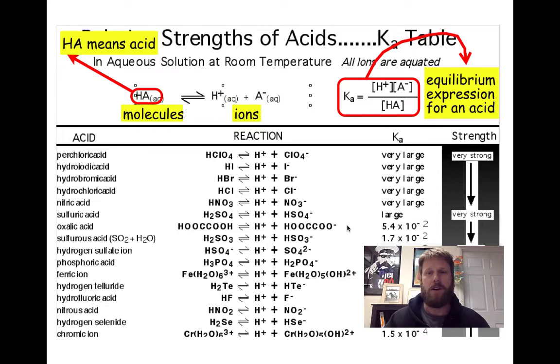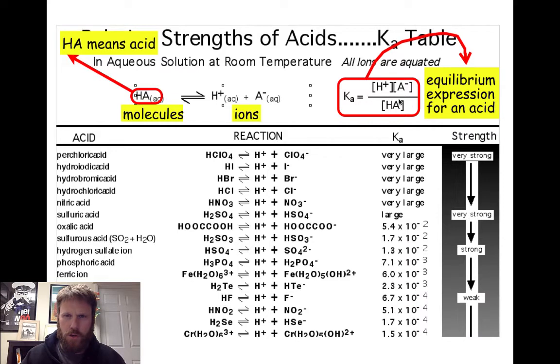So if you have acids that have very large Ka values, what does that mean? It means you have a larger numerator and a smaller denominator. You have more ions, less molecules, which means more H+, which is the definition of an acid. So strong acids will dissolve almost completely to form H+ and A- ions.